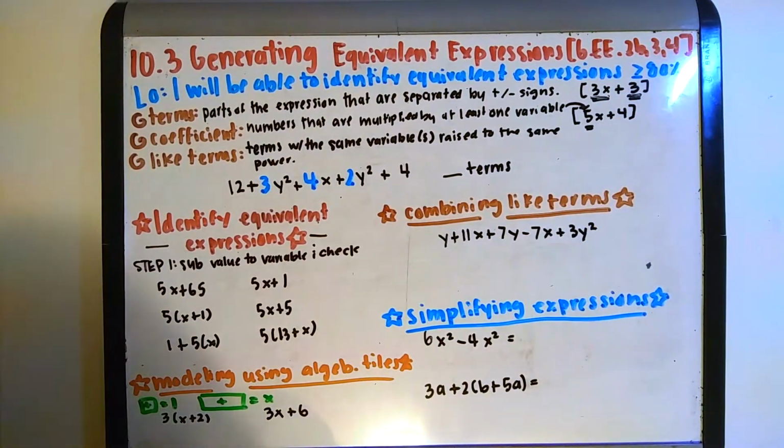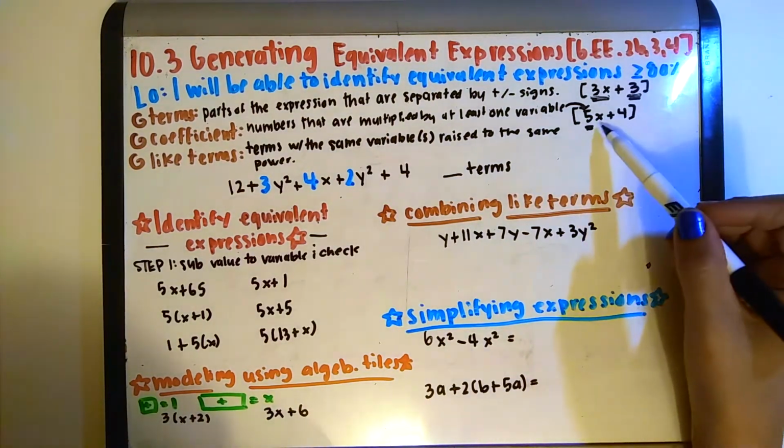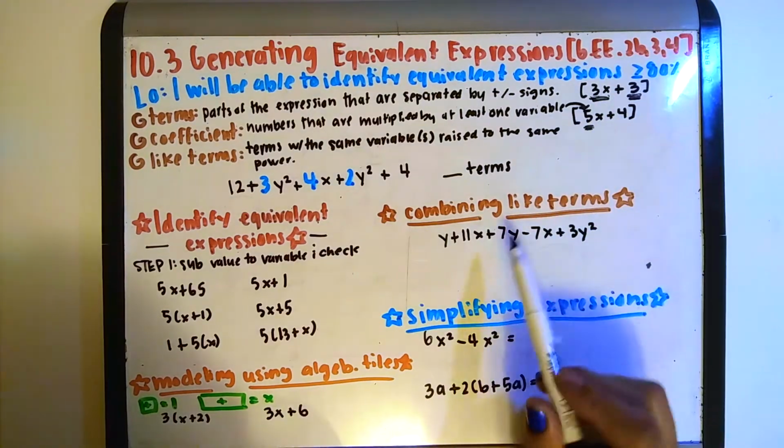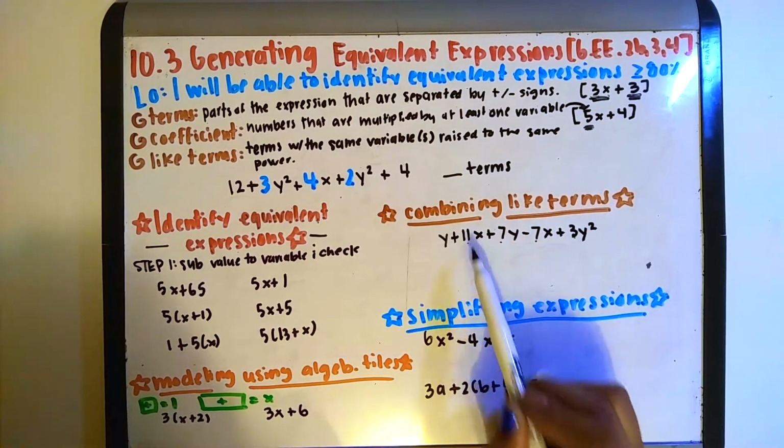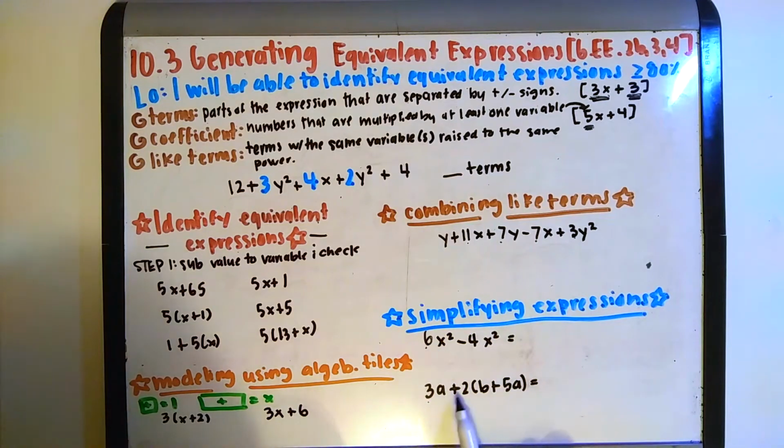Coefficient is basically the number that is in front of the variable because they're multiplied. So in this case, that 3 is my coefficient. Right here, the 7 is my coefficient, the 3, the 11, the 4, the 6, the 3, the 2. Okay, the 3 over here, the 5 over here. So those are the coefficients.